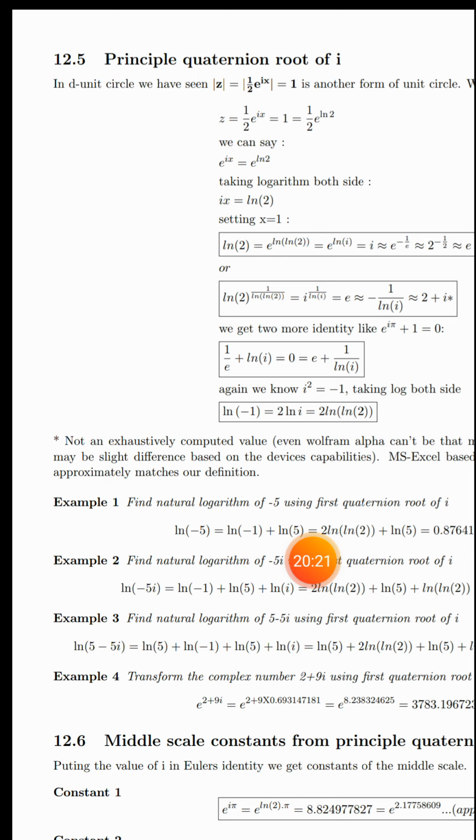Nice, it's kind of Euler's identity, e to the power i pi plus 1 equals 0. Similar to that, I got these kind of identities, like 1 upon e plus ln i is equal to 0, and the reverse also, e plus 1 upon ln i. And because we have defined i squared equals minus 1, when you plug in minus 1, ln of minus 1 will be 2 ln of i.